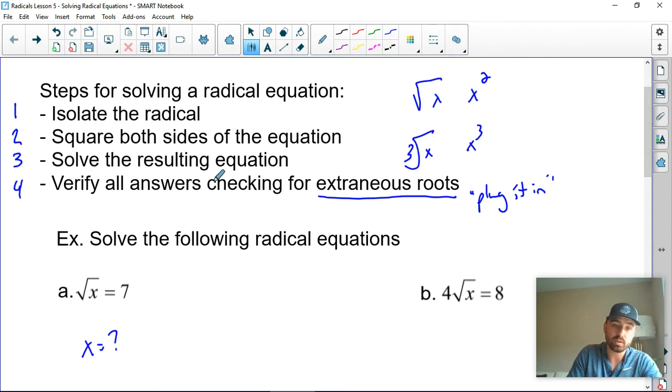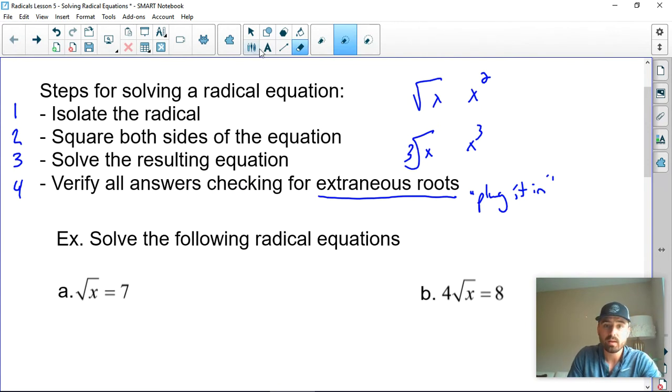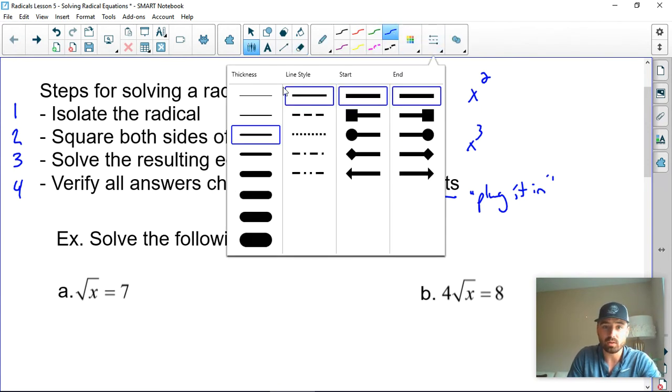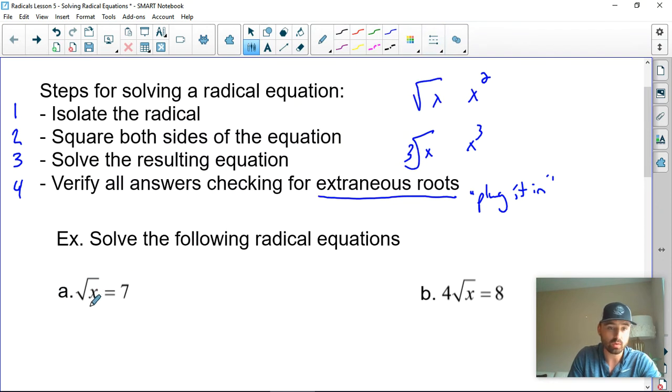Okay, so let's look at example A here. It says the square root of x is 7. Step 1 is to get the radical alone. Well, the radical is already alone, so step 1 is done. There's nothing beside it. Step 2 is to square both sides. So we're going to square this side, and squaring the radical is going to get rid of the radical. 7 squared is 49. So that's our answer. We solved the resulting equation.